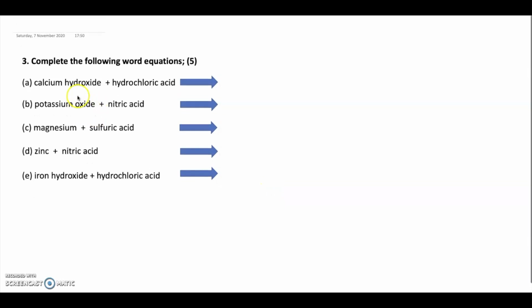So let's go for the answers. Calcium hydroxide is a base, and when it reacts with hydrochloric acid, it forms a salt and water. Because it's calcium hydroxide, we're going to form a salt that starts with calcium, and because it's hydrochloric acid, we're going to form a salt that is a chloride. So that's why we get calcium chloride plus water.